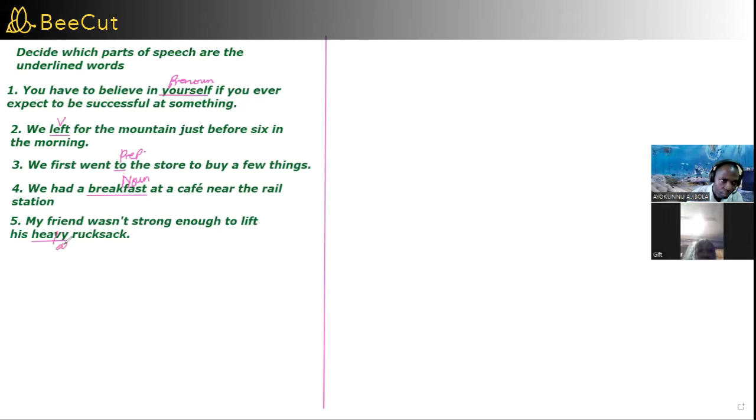Here we have adjective. And now the number 6 sentence. I helped him carry it. I'm going to underline a word there. I helped him carry it.